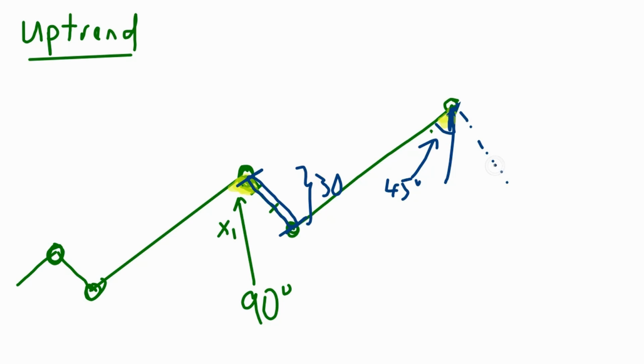So if your X1 fell like $30, because the angle of attack of this fall is 45 degrees, which is much steeper, then the fall is also going to be much steeper.